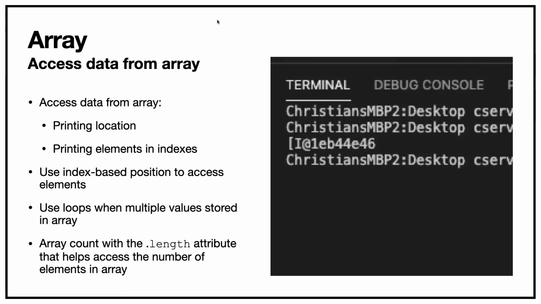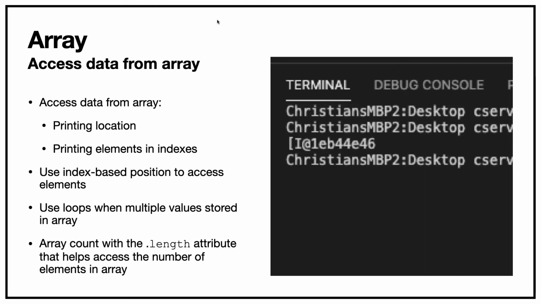So the way you access the data from the array, there's probably 2 ways that Java can provide for you. One is by printing the location, and one is by printing the elements and the indices. Here on your right hand side, there's an image that describes one of the outputs that we're going to talk about. It's called the hexadecimal address location. So that is the location of the array. I just want to mention that real quick so you can have an idea what that is about.